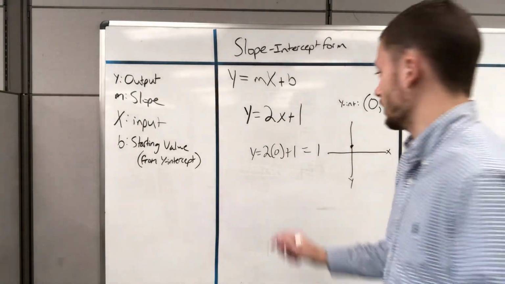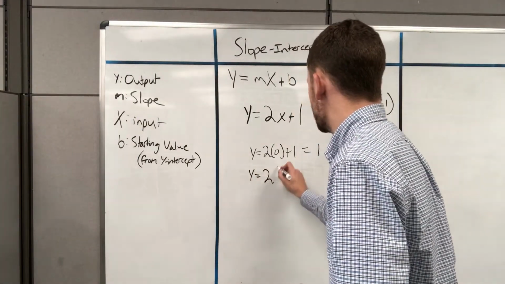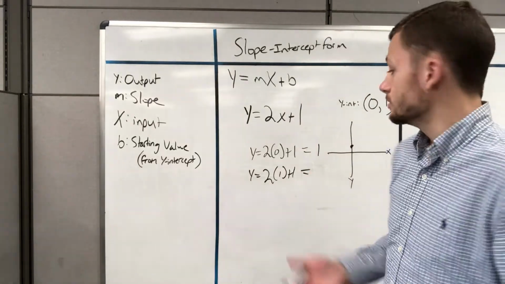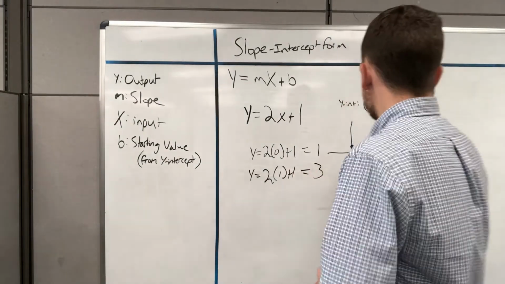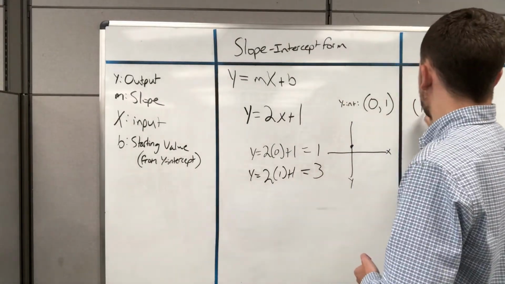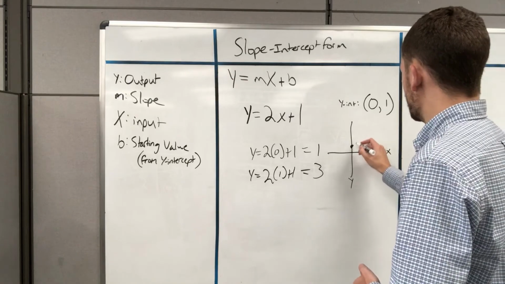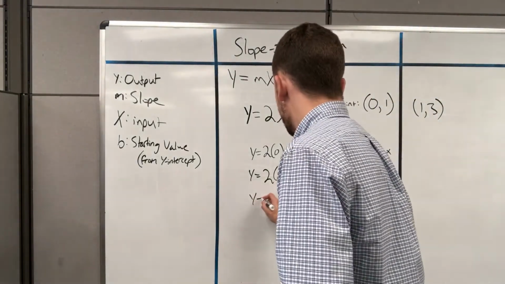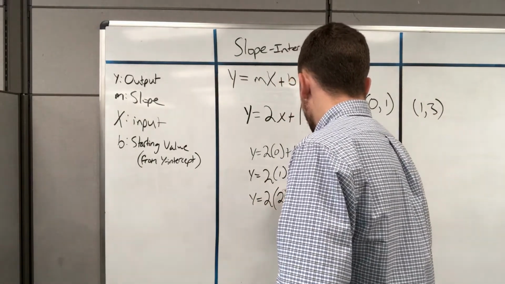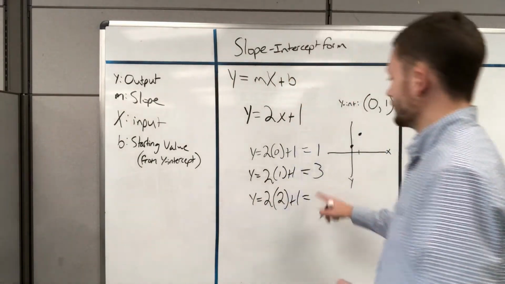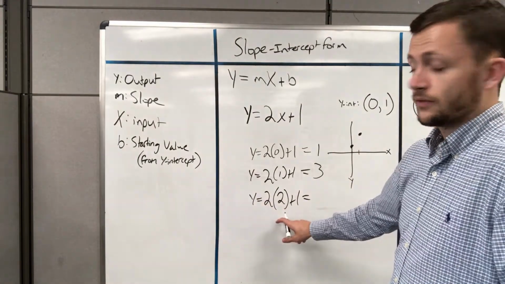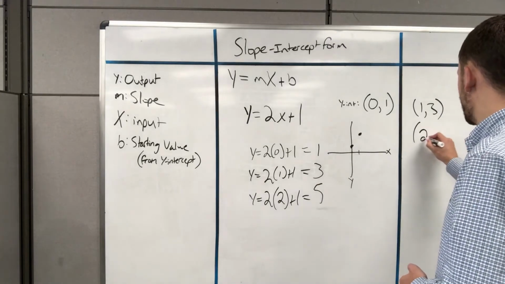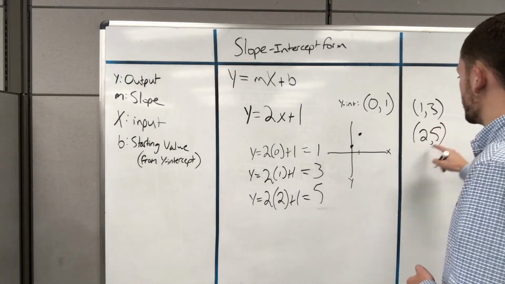Well, let's plug in 1. Y equals 2 times 1 plus 1. And I get what? Well, 2 times 1 is 2. 2 plus 1 gives me 3. So now I have the ordered pair 1, 3. So when x is 1, y is 3. Let's plug in another value. When x is 2, what's my y value going to be? It's going to be 4 plus 1, which gives me 5. So I have another ordered pair. When x is 2, y is 5.